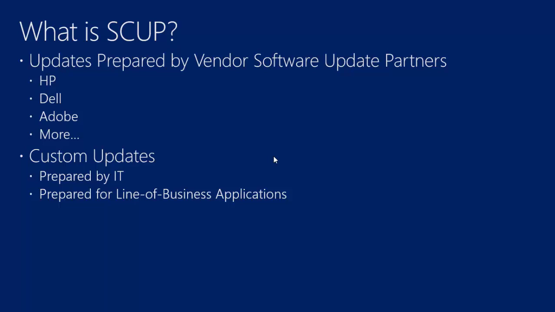SCUP really is an application that enables management of third-party updates in two big broad categories. First would be updates that are prepared by vendors, software update partners, if you will, and would include folks like HP, Dell, Adobe, there's Fujitsu in there, and more, right? So these would be catalogs that the vendor themselves maintains. The vendor themselves will publish into SCUP, and then you can take advantage of the work that they've done and just simply select which updates you care about to publish into your environment and to deploy into your environment, right?